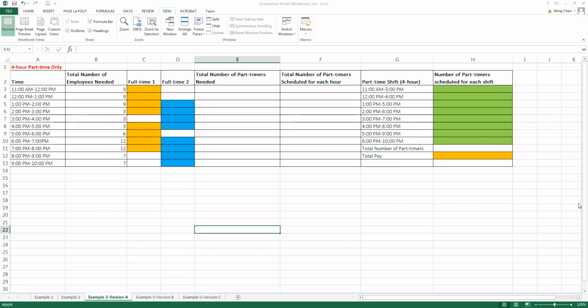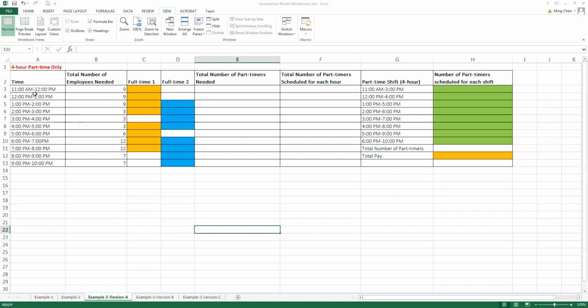Now let's look at example 3. Example 3 has 3 different versions, version A, B, and C. The version B and C will be discussed in the next 2 videos. So example 3 is talking about a staffing problem at a restaurant.